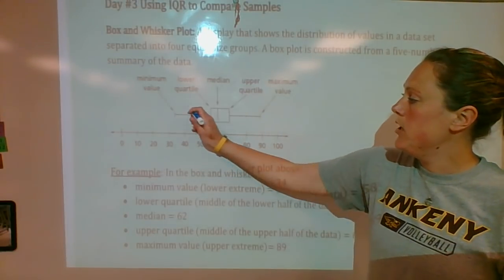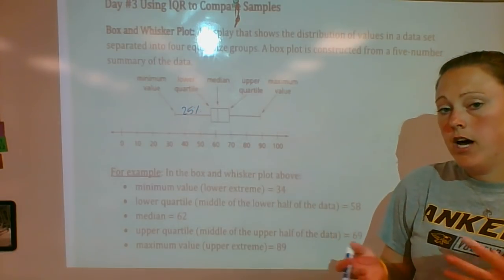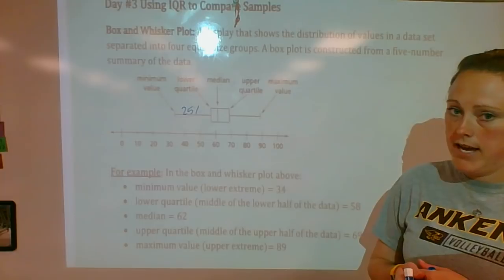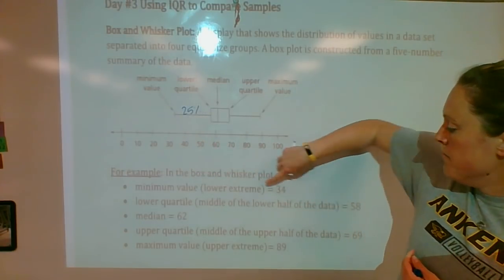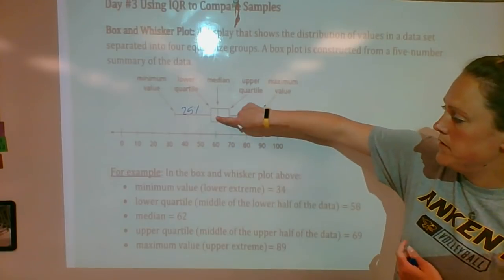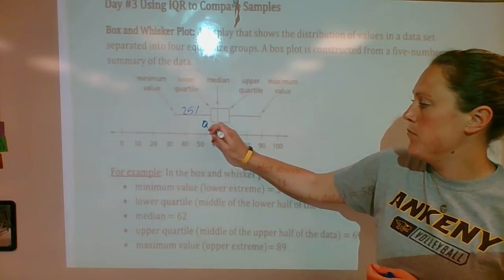So from here to here is 25% of my data. I don't know if they've surveyed 100 people, 1,000 people, or maybe just 10, but 25% of their responses fell within our 34 to our 58 right here. This lower quartile, you may also see sometimes abbreviated as Q1.